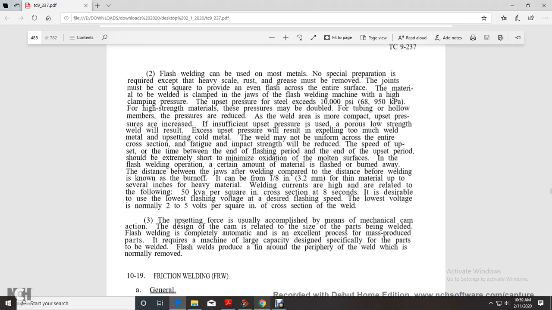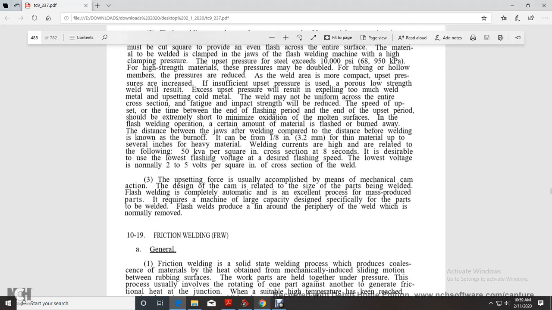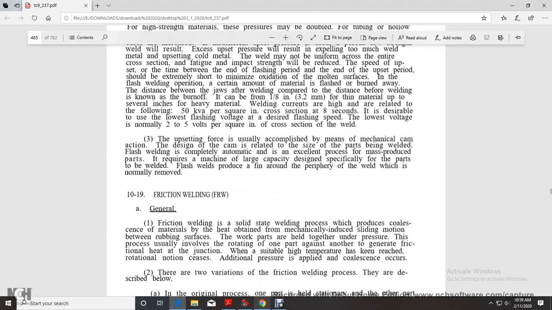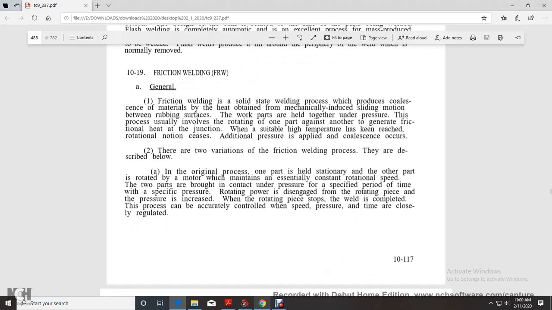For heavy material, welding currents are high and are related to the following: 20 kilovolt amperes per square inch of cross section. It is desirable to use low flash voltage, with the desired flashing speed, normally 2 to 5 volts per square inch of cross section of the weld. The upsetting force is usually accomplished by means of a mechanical cam application. The design of the cam is related to the size of the part being welded. The flash welding is completely automatic. This is an excellent process for mass-produced parts, but requires a large capacity machine designed specifically for the parts that are to be welded. The flash produced around the periphery of the weld is normally removed.